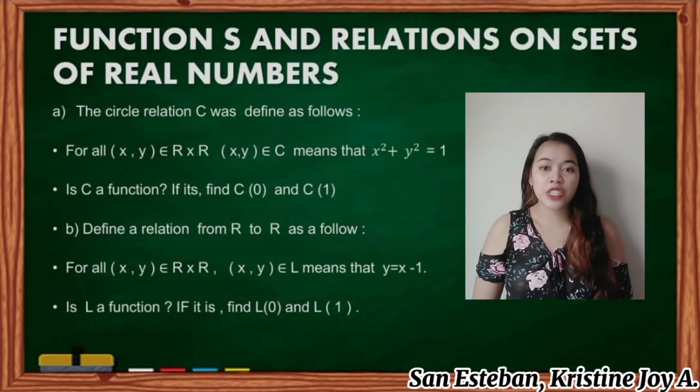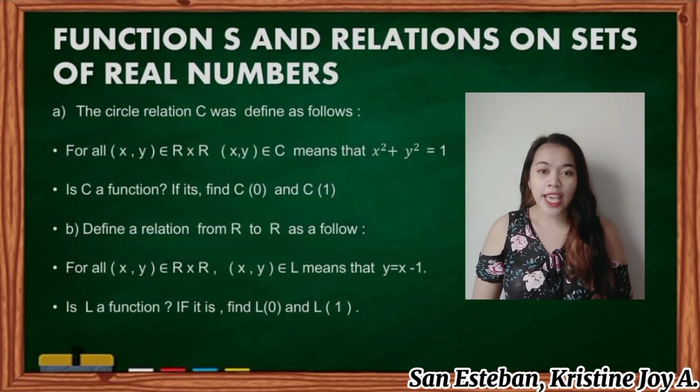Functions and relations on the set of real numbers. A. The circle relation C was defined as follows. For all x and y elements of R, the set of real numbers, (x, y) is an element of C means that x squared plus y squared equals 1. Is C a function if its find C is 0 and C is 1?